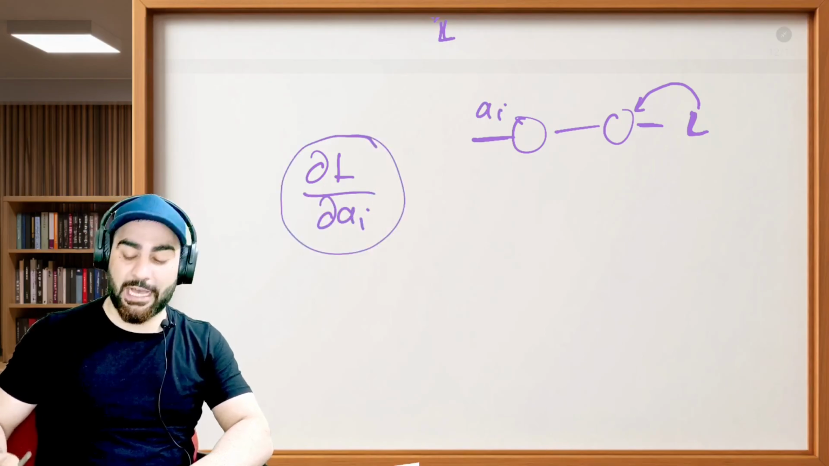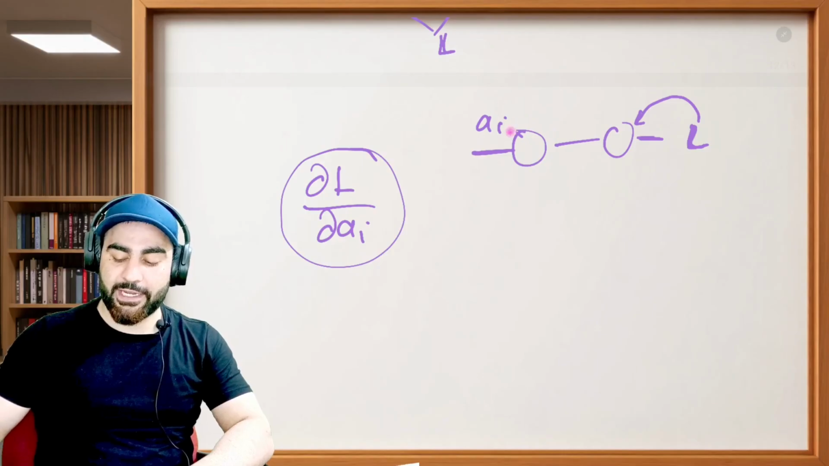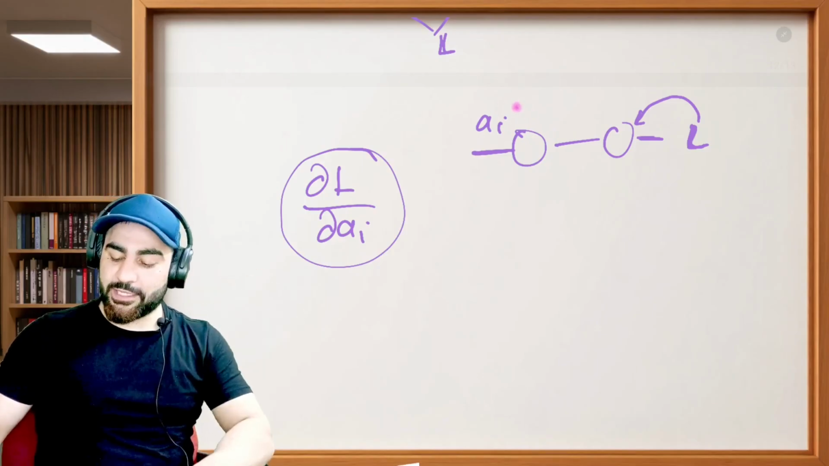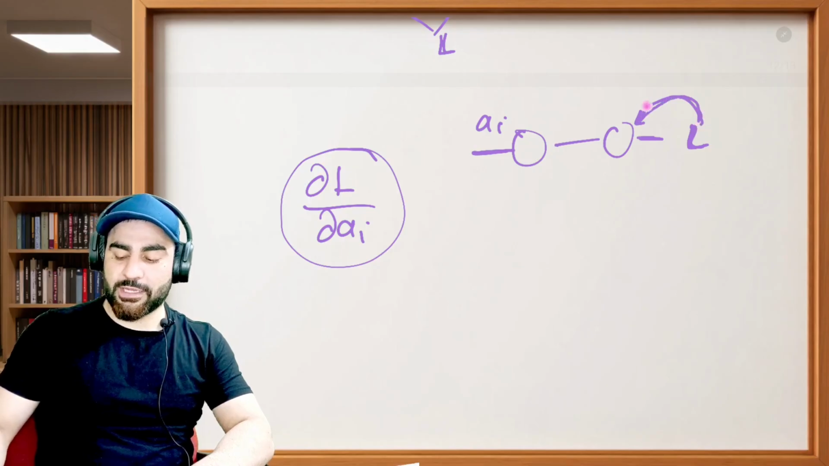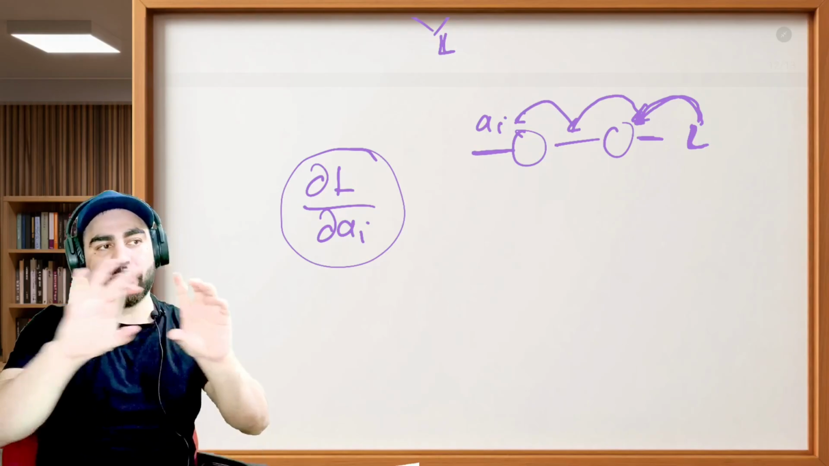That's why I call it error: the error at any layer, for some parameter a_i, the pre-activation at that layer. So I have to compute that thing. How do I compute it? I'm coming from the loss, because the loss is getting impacted by this, and by this, and by this. That's why I'm using the chain rule.